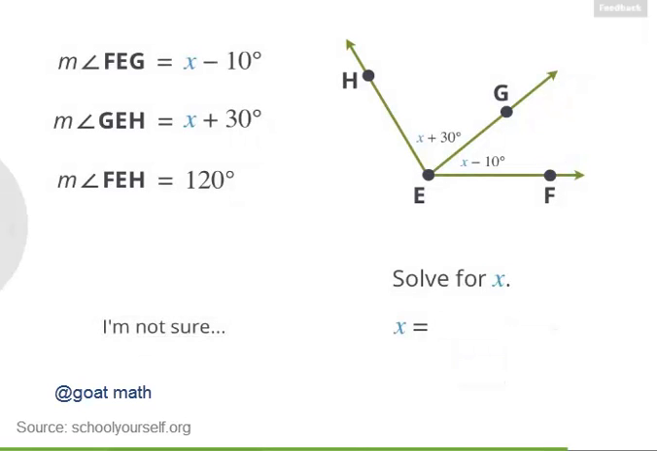Nicely done. So you found that x equals 50 degrees. Let's make sure that's right. That means this angle here, x minus 10 degrees, is 40 degrees. And this angle here, x plus 30 degrees, is 80 degrees. And sure enough, the measure of angle FEH is 40 plus 80, or 120 degrees, like it says over here. So everything checks out, and 50 degrees is the correct answer.